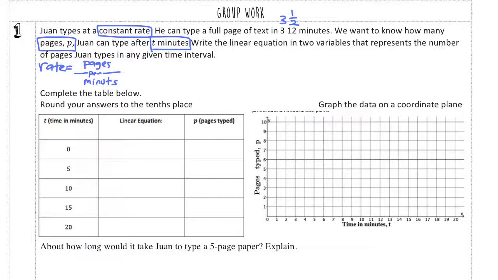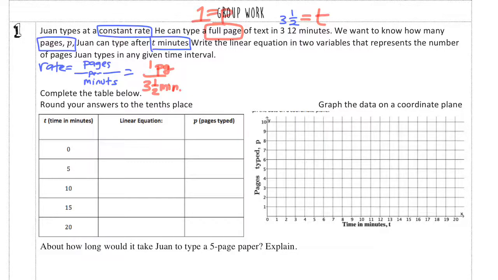Okay, they want us to write a linear equation. The way that we write a linear equation is we start off with what we know our constant rate to be, which they told us in the first sentence. They said he can type a full page. So a full page means 1 page. That's the pages, P. And then they told us in 3.5 minutes. So that's 3.5 for T. So if I wanted to write this, I could write 1 page, I'm just going to put PG for page, over 3.5 minutes.